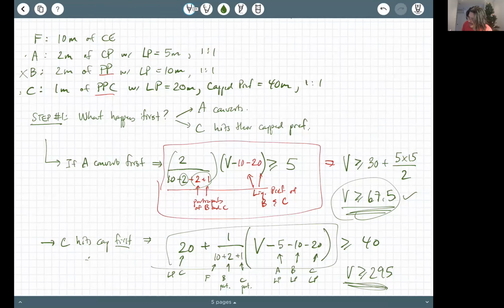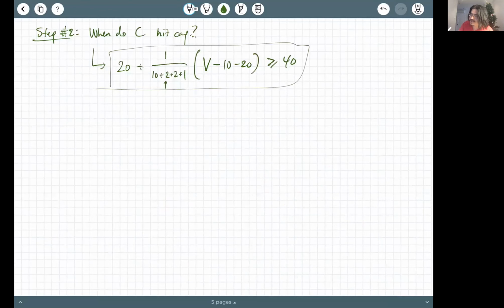The difference is I added 2 million shares to the denominator here because A has already converted, but I also removed the liquidation preference of A because now A has eliminated their liquidation preference by taking the 2 million shares. So that's the difference between my C hits cap formula in step 1 and my C hits cap formula in step 2. It's because the two formulas are making different assumptions.